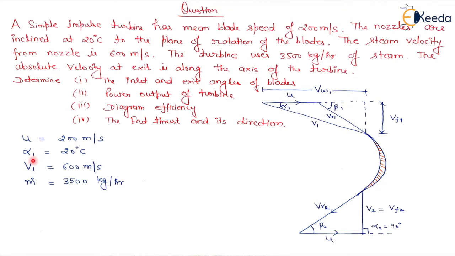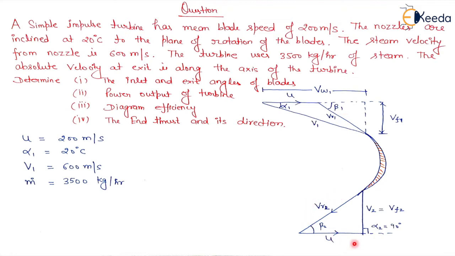So from this question, U is given 200 meter per second. Nozzle angle, that means alpha 1, is given 20 degrees, and absolute velocity at the inlet of steam V1 is equal to 600 meter per second. Mass flow rate of steam is given 3500 kg per hour. Now if I draw the inlet velocity triangle and outlet velocity triangle for this question, we will get this. This one is the inlet velocity triangle, and U is the blade velocity, alpha 1 nozzle angle, V1 absolute velocity, VR1 relative velocity, and this one is the blade angle at the inlet of the blade.